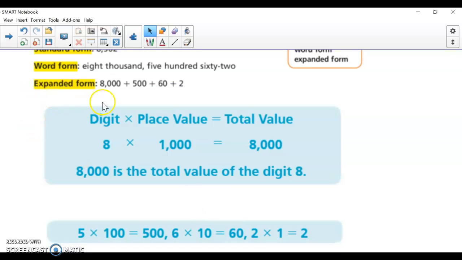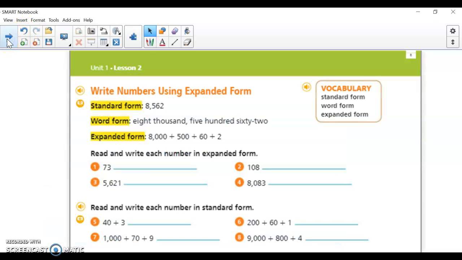And so if expanded form is giving you trouble today, use those cards to stack the number up, and then that tells you what your expanded form is. Okay? And so turn over to page 8, and as you look at page 8, it's going to give you some examples of all 3 forms that we're going to be working with today.